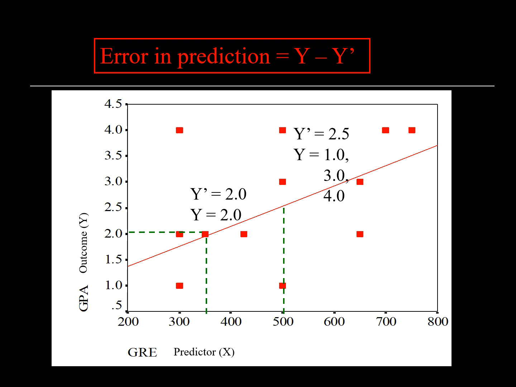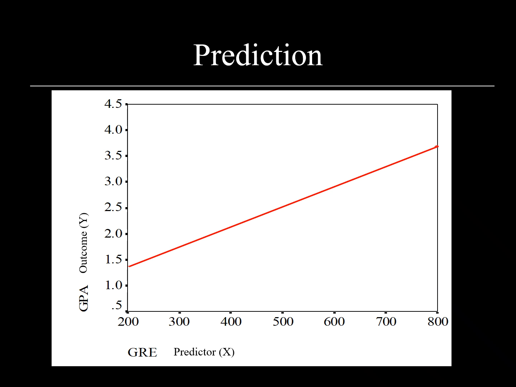So the error in prediction is often referred to as simply y minus y prime. For instance, the error for someone with a y of 3 minus 2.5 is basically 0.5. The error for someone with a y of 1 minus 2.5 is negative 1.5. And likewise, for the 4.0, y is 4 and y prime is 2.5, so the error is 1.5. It was 1.5 off from what was actually found. So that's how we're looking at prediction.